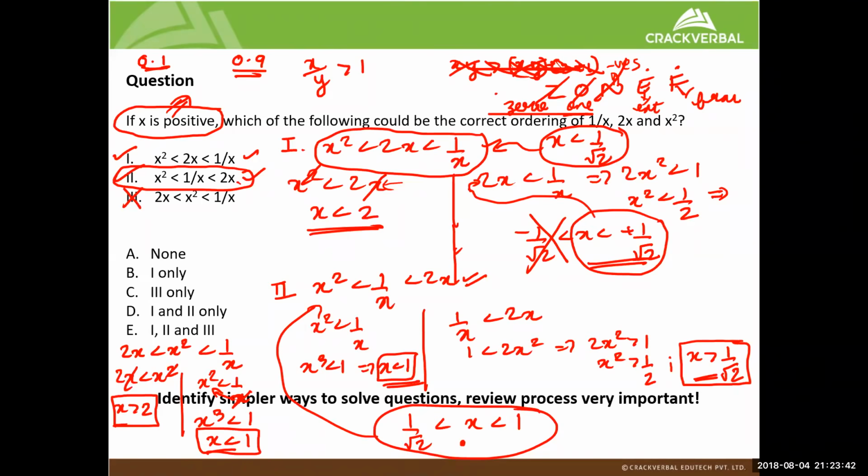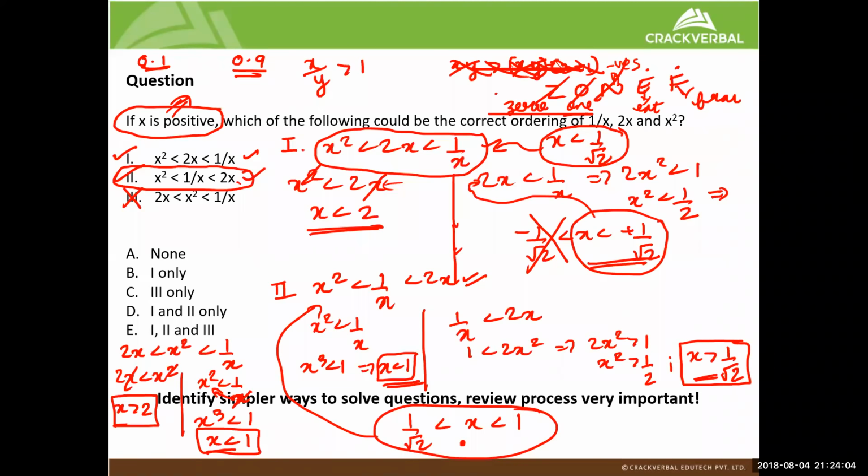If it's a must be, then none would hold good, right? Because must be means I need it to hold good in all cases. If I'm saying which of the following must be the correct ordering, then I know that none of them would be true, because it can be true only for some cases, need not be true for the others. A must be means the order should always be definite for all values of x.